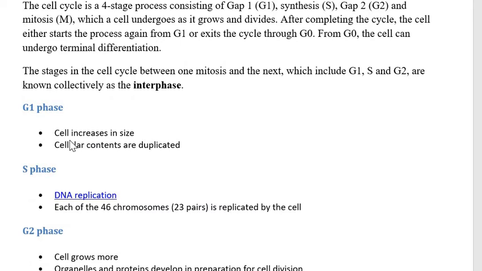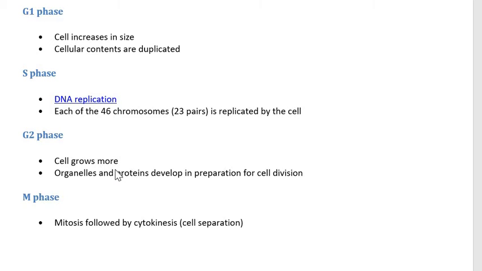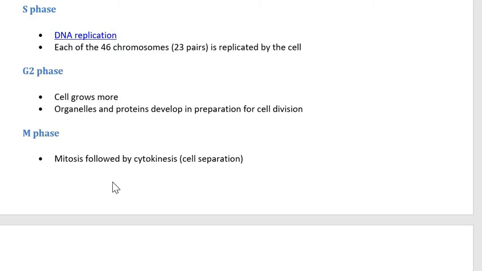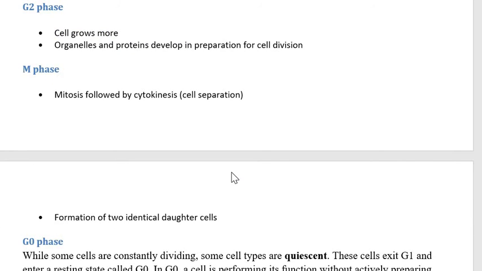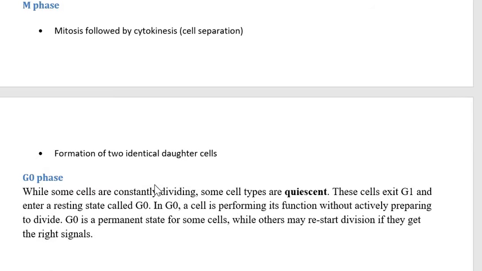So in the G1 phase, the cell increases in size and cellular contents are duplicated. In the S phase, DNA replicates, and each of the 46 chromosomes, like 23 pairs, is replicated by the cell. In the G2 phase, the cell grows more organelles and proteins develop in preparation for cell division, and in the M phase, the mitosis, which is followed by cytokinesis, that is cell separation, it will result in formation of two identical daughter cells.